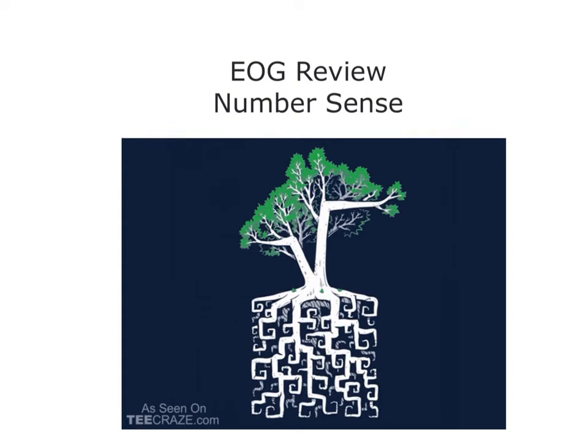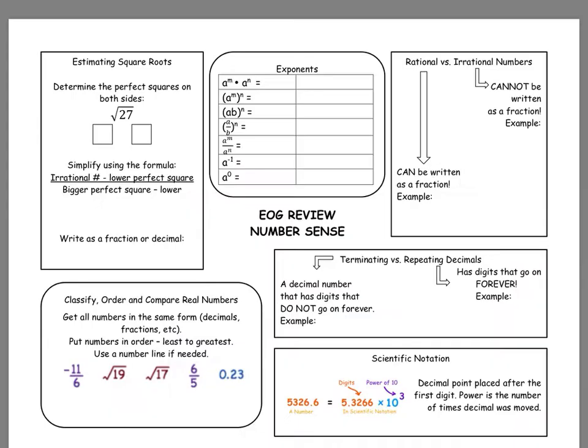Hi guys, this is our first of 5 videos on 8th grade EOG review, and this video is on Number Sense, where we look at the properties of exponents, terminating and repeating decimals, rational and irrational numbers, scientific notation, and estimating square roots. So the notes sheet you should have looks like this.